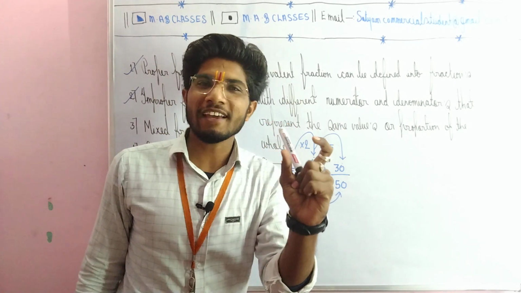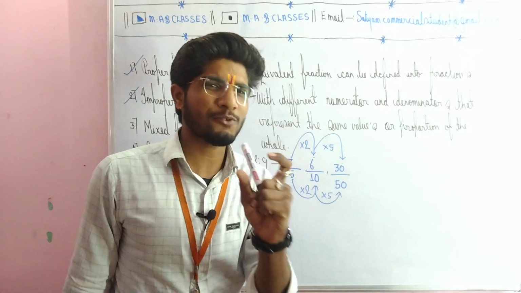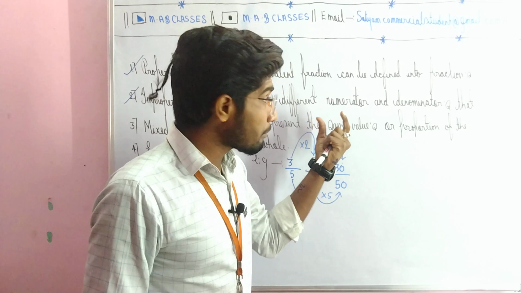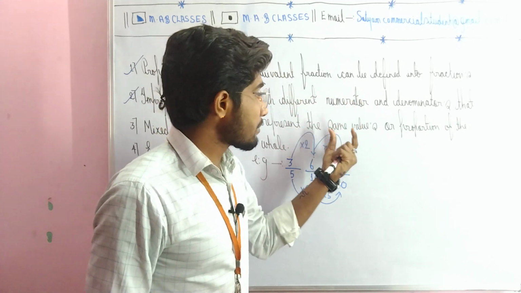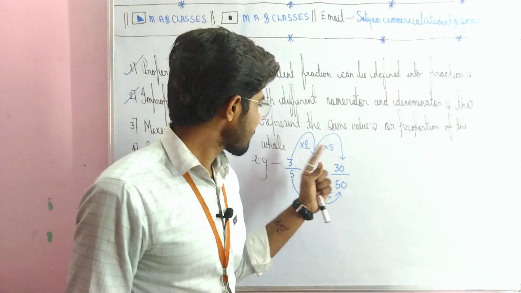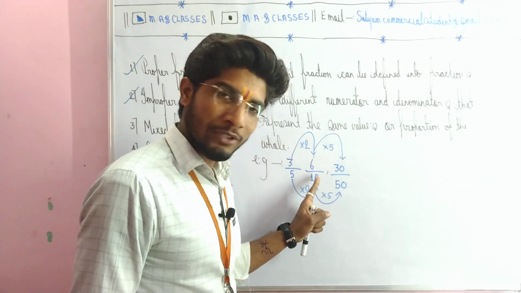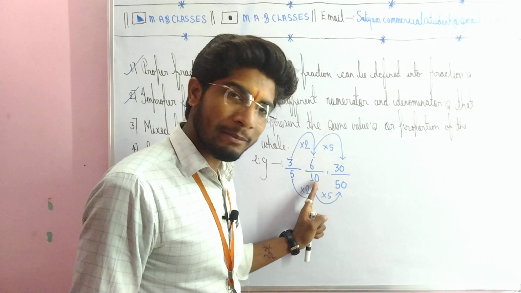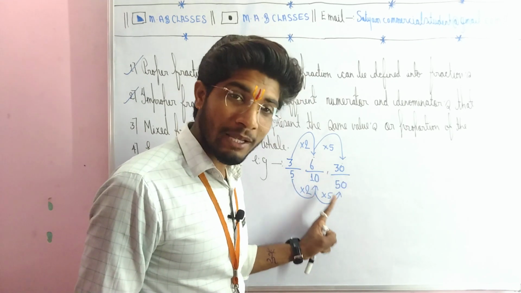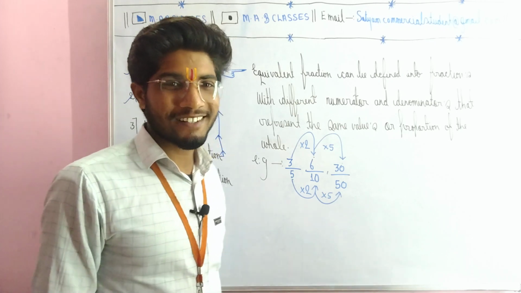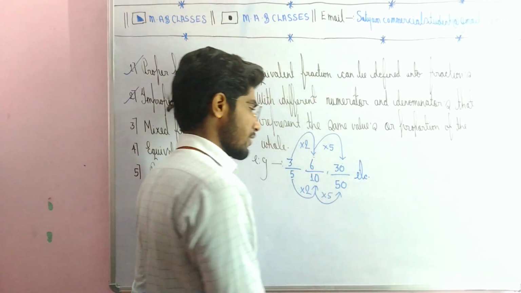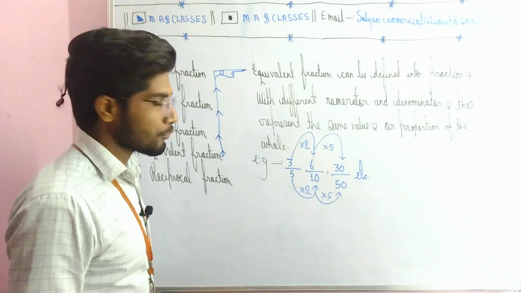Understand, it is the same content, the same thing, you just need to understand it. Here it says not different numerator and different denominator, but which represent the same value or proportion of the whole. Here 3 multiplied by 2 gives 6, and 5 multiplied by 2 gives 10. 6 multiplied by 5 gives 30, and 10 multiplied by 5 gives 50. Is the matter clear? Very simple. Anywhere this kind comes, you understand this is a representation. Yes or no? Very good.